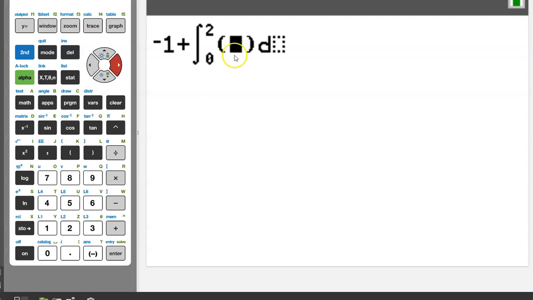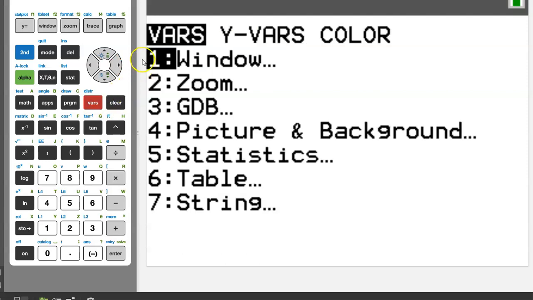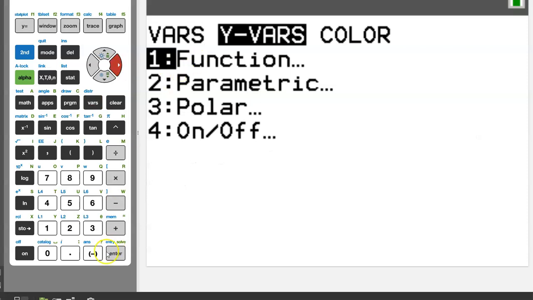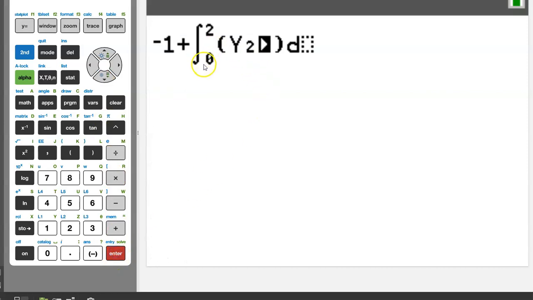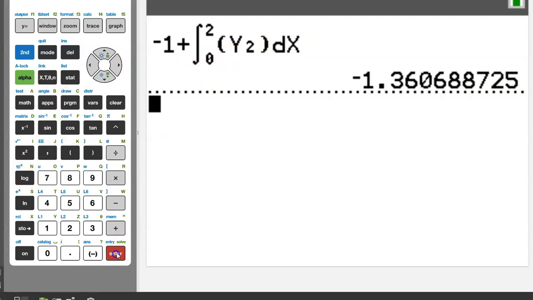We are integrating the velocity function. Remember, we have the velocity function sitting at y2. So you will use the vars button and go to yvars and choose function. And here's y2. This is the velocity function. So we are integrating the velocity function and we are using the variable x. And this should be it. So -1.361. I'm rounding up. You could put -1.360 and that would also get full credit on the AP exam.